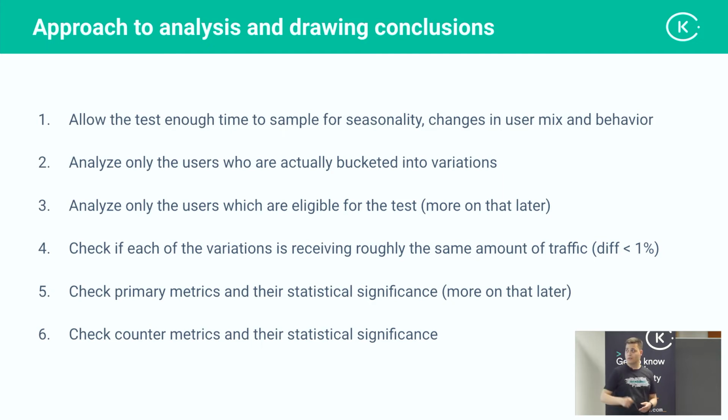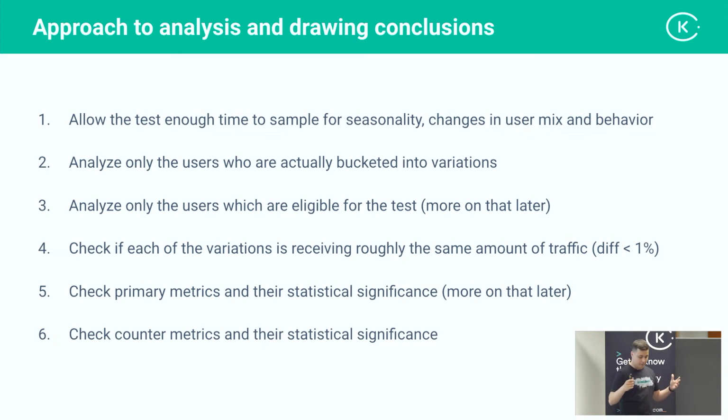Second one, analyze only the users who are actually bucketed into the variations, meaning that you only take the users who receive the control and variation and who didn't have any kind of errors happening in the bucketing process, because that can happen. The third one, and this one's usually troublesome to explain, but it's really important, is to analyze only the users who are eligible for the test, meaning only the users who've realistically been able to be exposed to the A/B test. And I'm going to give an example of this a bit later on.